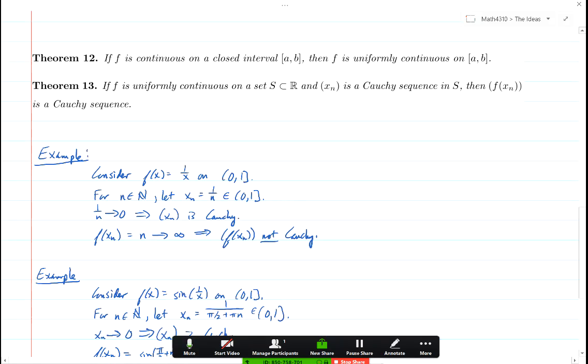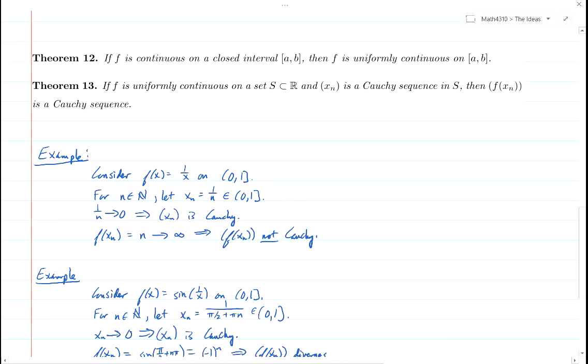I cannot extend it to be a continuous function on the closed interval [0, 1]. There's no value that I could assign as the limit, as a real number, as x approaches 0, because it goes to infinity. That's the problem.